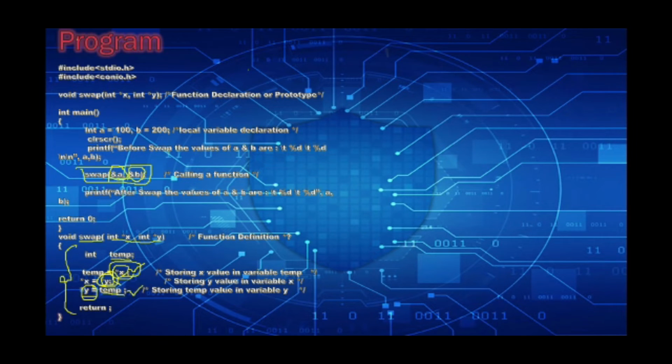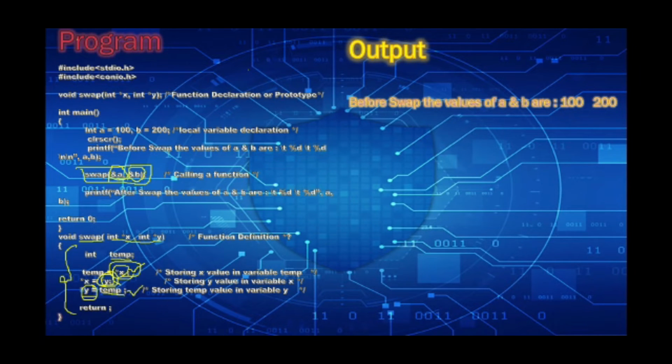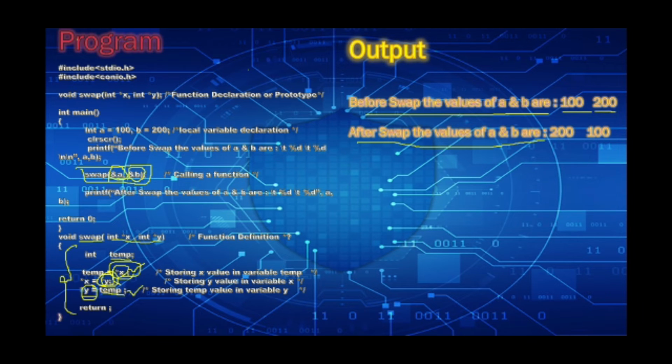So let's see the output. Just like before, the statement before swapping shows that the values of a and b are 100 and 200. Then after swapping, the values of a and b are now 200 and 100: the y value is swapped to a, and 100 is swapped to b. So these are the swap function results.